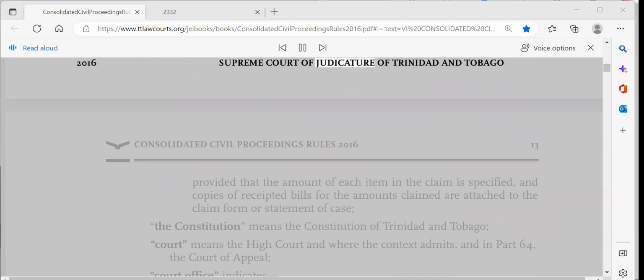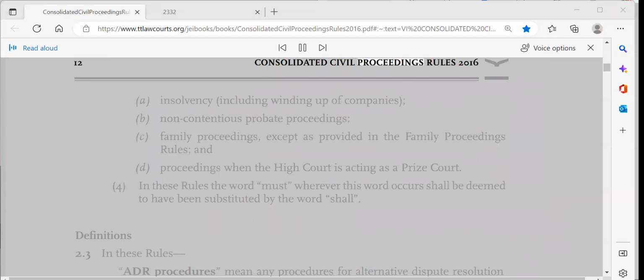2016 Supreme Court of Judicature of Trinidad and Tobago. Consolidated Civil Proceedings Rules 2016.